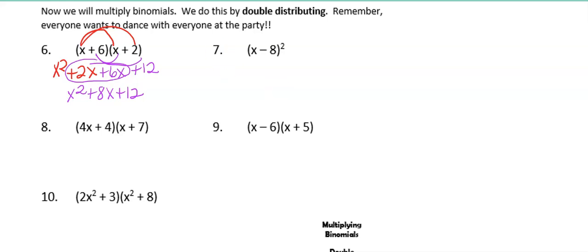So now let's look at number 7. What's different about this? Well, let's think about this. X minus 8 squared, when we had x squared, that meant x times x. So this one is going to be the same thing. It's going to be x minus 8, so this is going to equal x minus 8 times x minus 8. So it's going to be 2 of them. You're going to multiply 2 of them. It's just the rules of exponents.